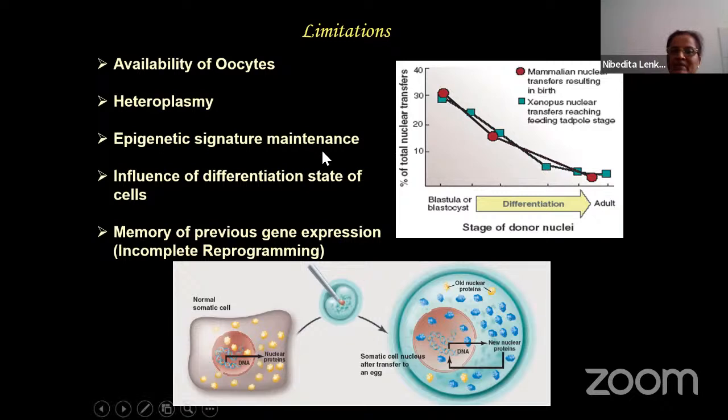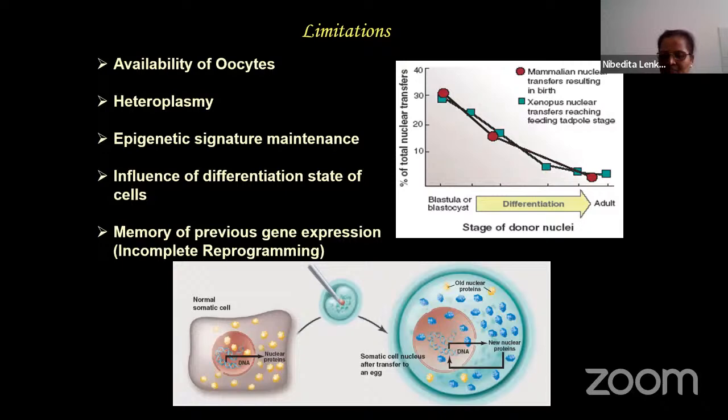And the influence of differentiation state, I already told you. Sometimes what happens is the memory of previous gene expression. If you are taking from donor cells, for example here it is shown from the muscle, then when this is developed, it mostly retains that muscle identity. So this is also one of the limitations. But for the availability of oocytes, people are thinking whether you can use cross-species oocytes to tackle this problem. In humans, it is not ethically permitted, but in the animal kingdom, it is possible.